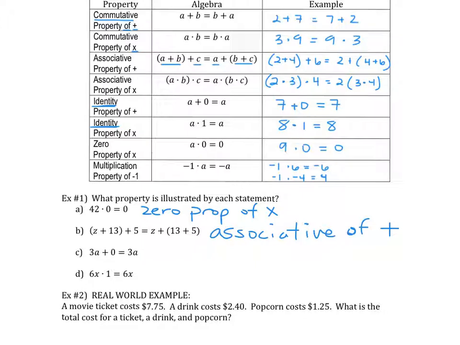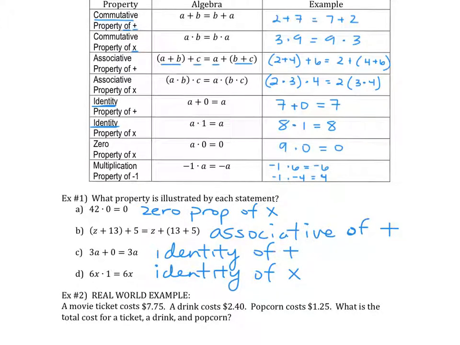Okay. What is it when you add 0 to something and get that same thing back? 3a wants to stay 3a. What property is that? Identity of addition. So this is identity of addition. And then last one, 6x times 1 equals 6x. All right. That's identity of multiplication, okay?